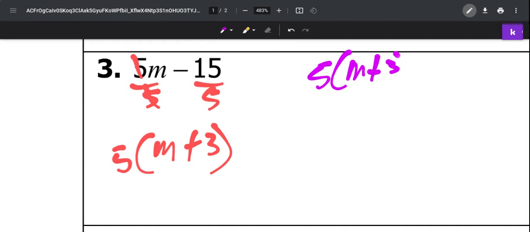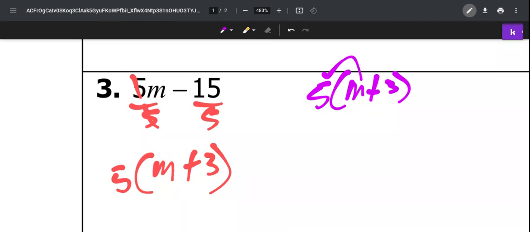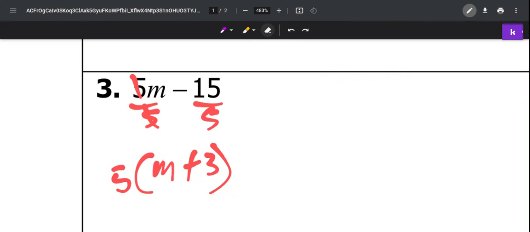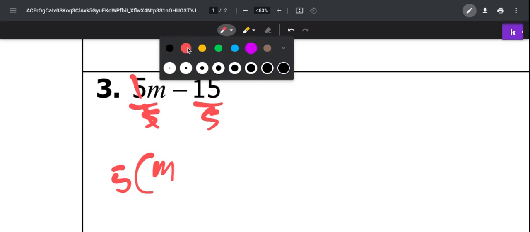5 times m plus 3, if I distribute, I get 5m plus 15. Now, is that what we originally started with? You should tell me no, because this has a plus, this has a minus. So that's one mistake that can happen. Now, hopefully it's pretty clear what we did. We just didn't account for this negative.